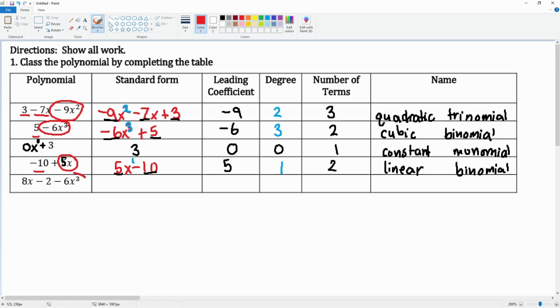Next, we have this negative 6x to the third power. That's the highest. Then we have the plus 8x. Then we have the minus 2. The leading coefficient is the number in front, which is going to be negative 6. Then we have the degree, which is the highest exponent, which is 3. Number of terms, you have negative 6, 8, and negative 2. So that is 3 terms. So a third power, that is called cubic. And 3 terms, that is called a trinomial. All right, there we go.